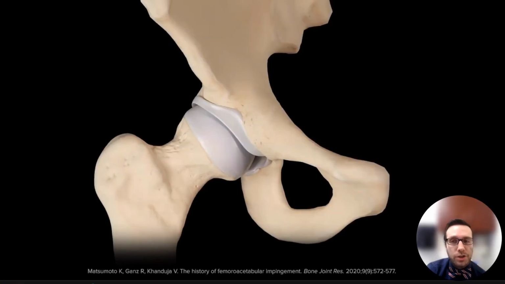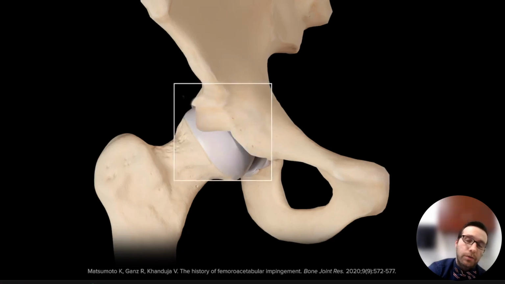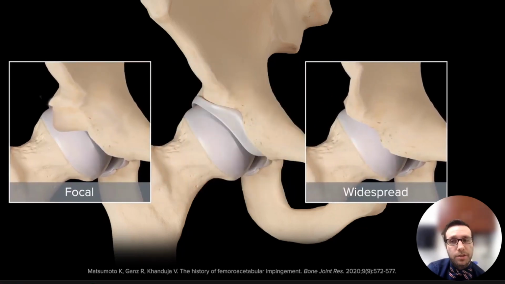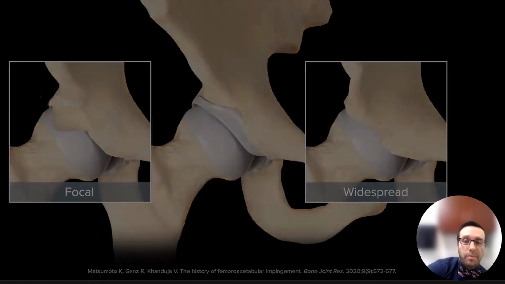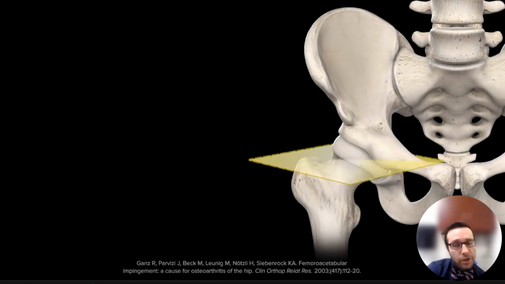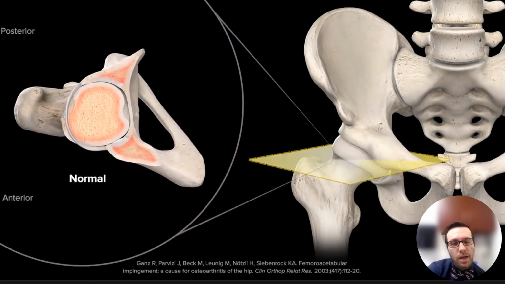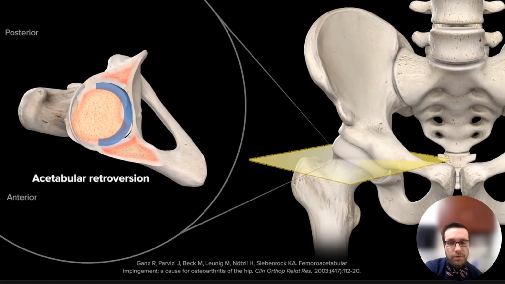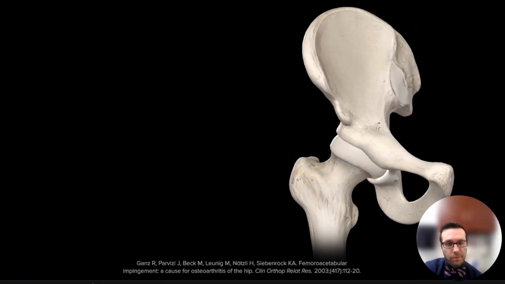In pincer morphology, the deformity can be focal or it can be widespread, and this leads to different injury patterns. Patients can have different variations in the coverage, and this also plays a role in FAI. For example, acetabular retroversion, where the rim is oriented looking back, can lead to focal overcoverage in the front of the femur and cause abutment of the labrum and neck.